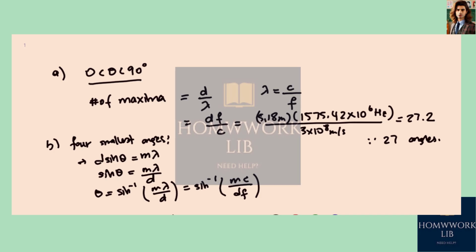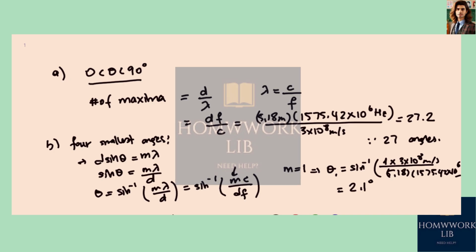Now, at this point, all we need to do is put different values of m here, starting with the minimum, m equals 1. Then what happens to the angle? The angle would be equal to the inverse of the sine, 1 times 3 times 10 to the power 8 meters per second, divided by 5.18 meters times 1575.42 times 10 to the power 6. If we do this, we find the minimum angle, let's call this theta 1, to be 2.1 degrees.